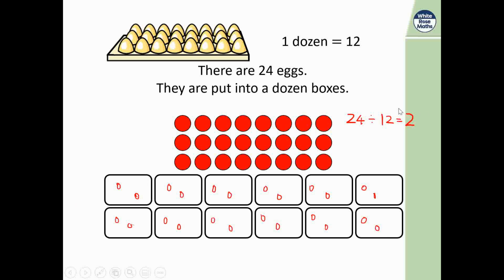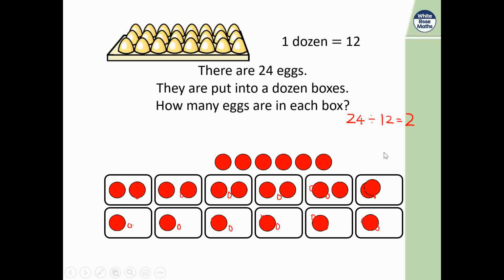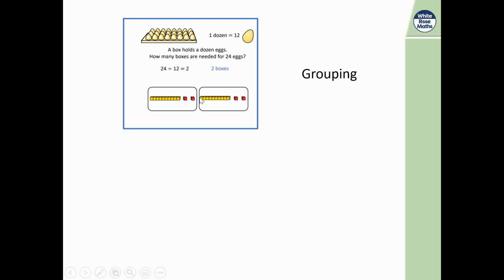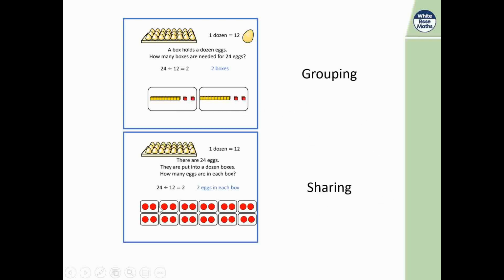Okay, right, moving on. How many eggs are in each box? 2. There. Oh, they've done exactly what I just did. Okay, there we go. 24 divided by 12 equals 2. 2 eggs in each box. Grouping. Okay, so that was grouping that we did. Sharing, when you put the counters in each box, that's sharing. Okay?